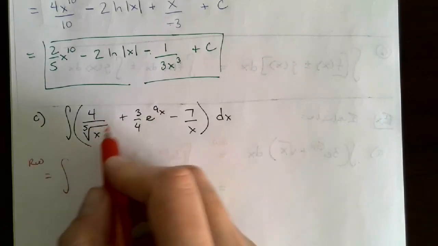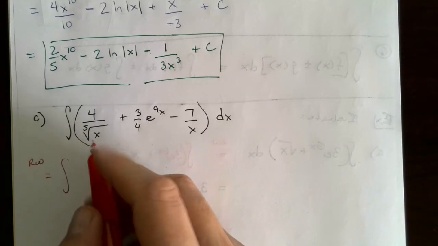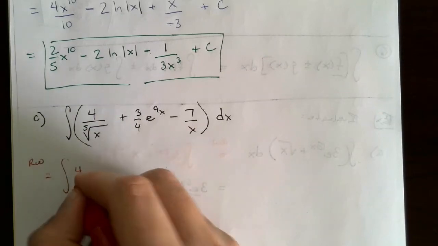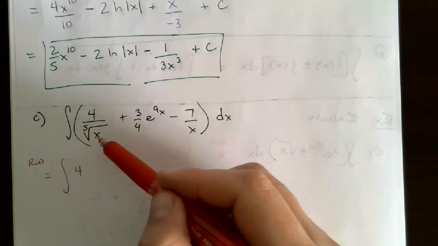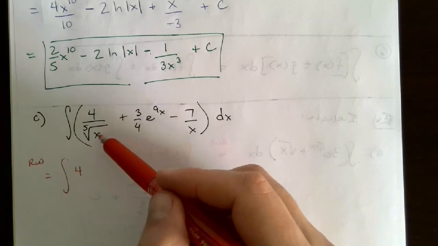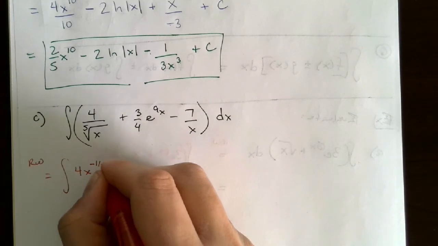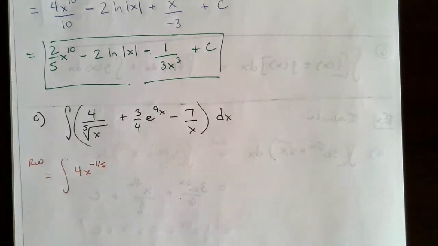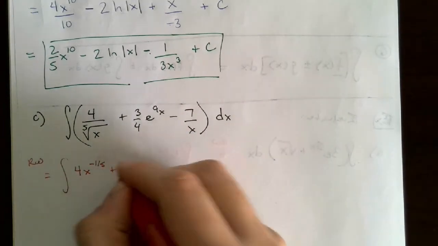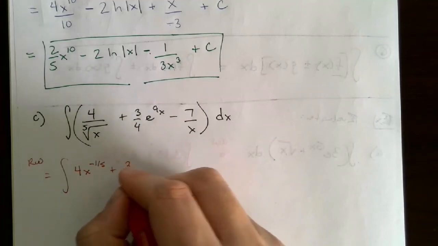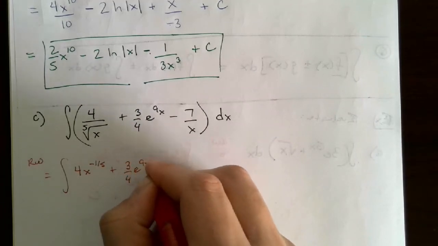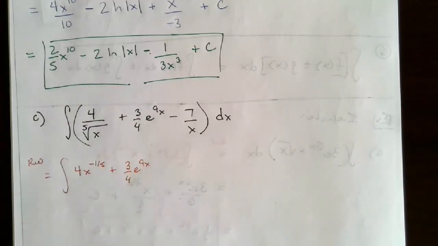So I have 4 over the 5th root of x. So 4 is a constant, it'll stay 4. The 5th root of x in the denominator would be x to the 1/5, but I've got to move it up. So it's really x to the negative 1/5, plus 3/4 e to the 9x. That doesn't need to be rewritten in any other form, so I'll keep it as 3/4 e to the 9x.